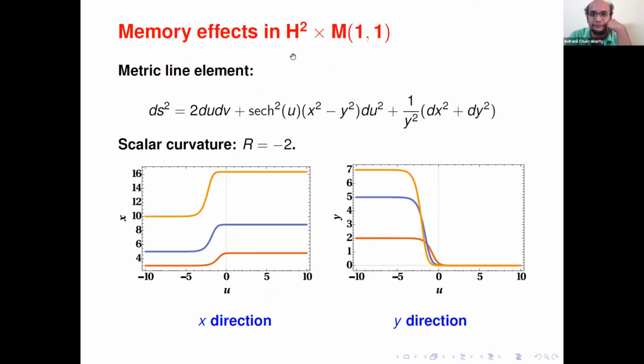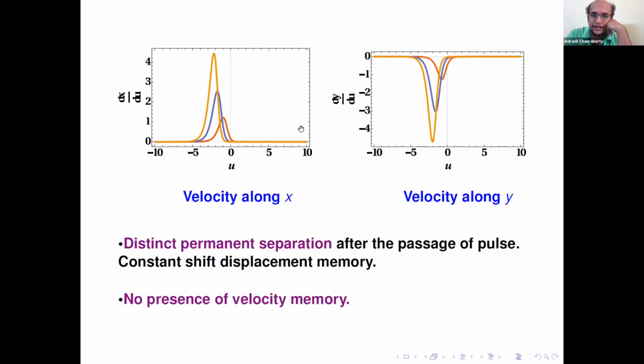For the first type of line element given here, for H2 times M1,1, the scalar curvature is R equal to minus 2. You see in these plots, the separation gets permanently changed after the passage of the pulse. The pulse is located around u equal to zero, both along x and y. But it is not so for the velocity. It is initially zero and finally zero. So there is no velocity memory, but there is a distinct permanent separation after the passage of the pulse, which we term constant shift displacement memory.